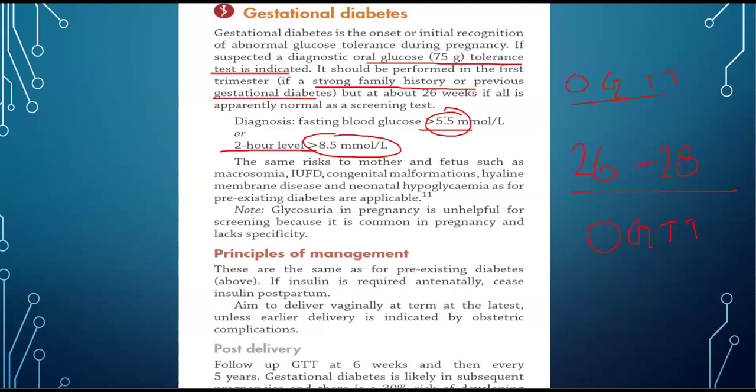For gestational diabetes, there is always a risk. The same risks can happen, like a macrosomic baby and intrauterine fetal death. So there are lots of complications.